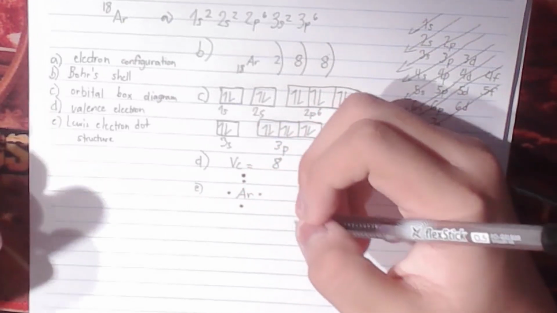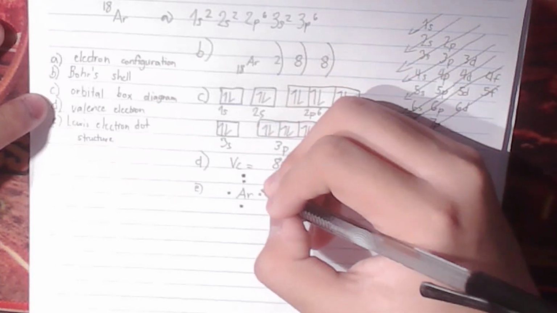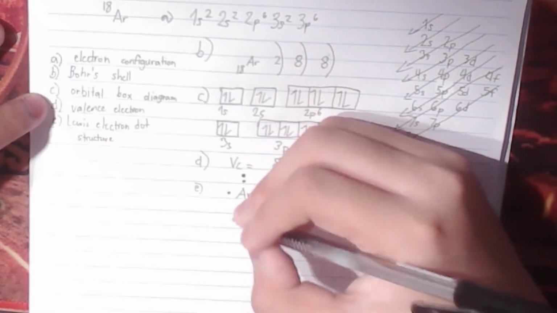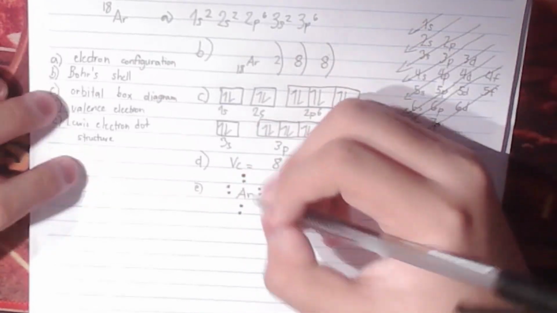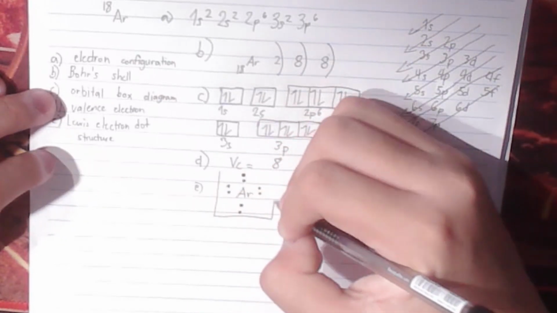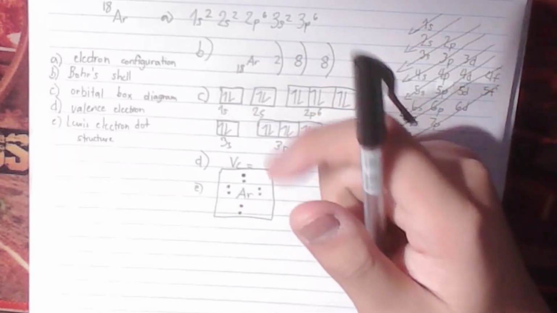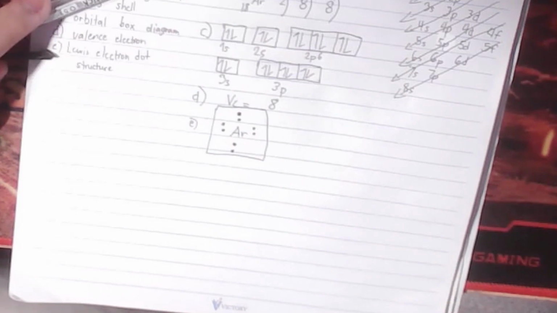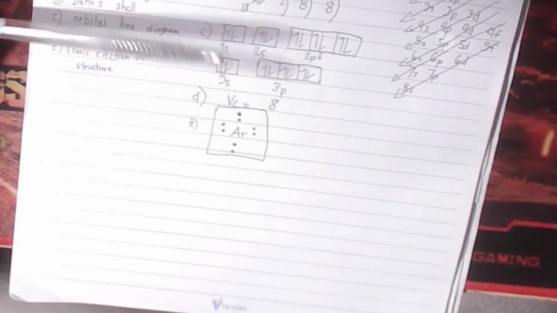Now, since the valence electrons is 8, we're going to write 8 dots. Let's just complete this: 6, 7, and 8. And that is the Lewis electron dot structure of argon. Now, let's find another element that we can do. Please give me a second. Let's do niobium, 41.